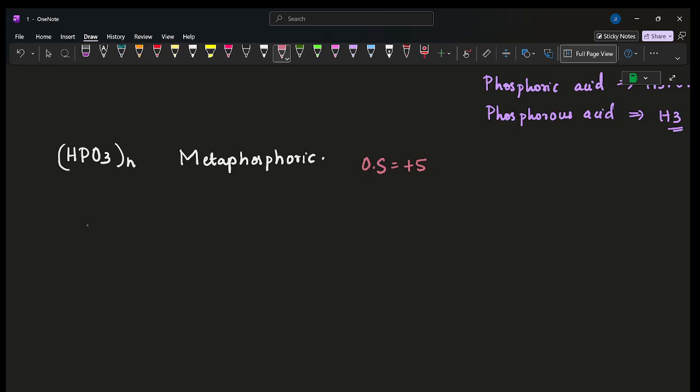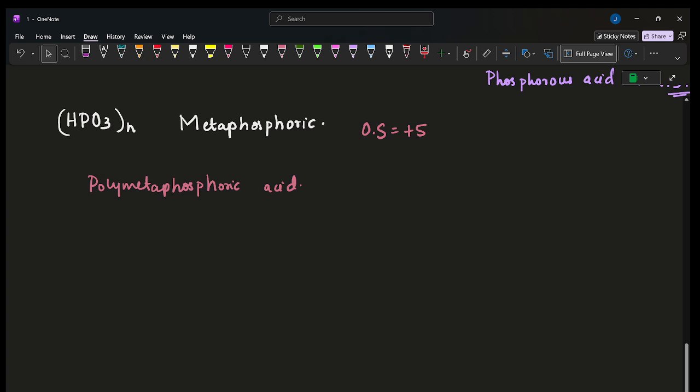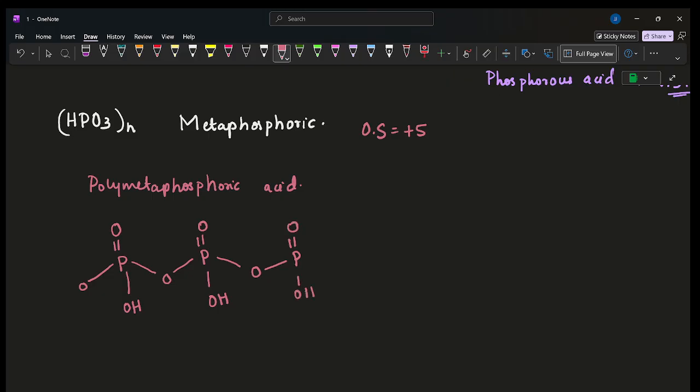So let's start with polymetaphosphoric acid. So simple, (HPO3)n only. How it is represented is, there's always P double bond O, there's always an OH. On the other side we're gonna have an O, then again P double bond O, OH, and on the side an O. Simple. This is how it's working. That's all. And that's a discrete repeating unit.